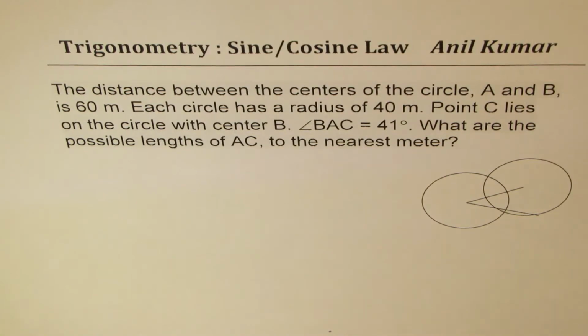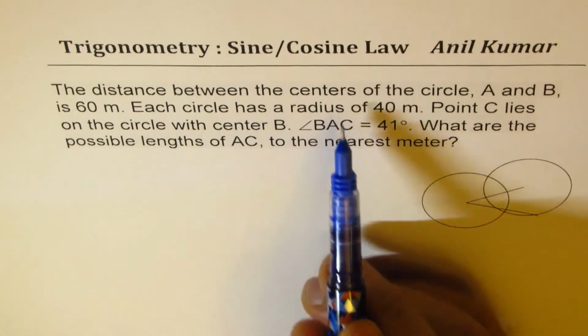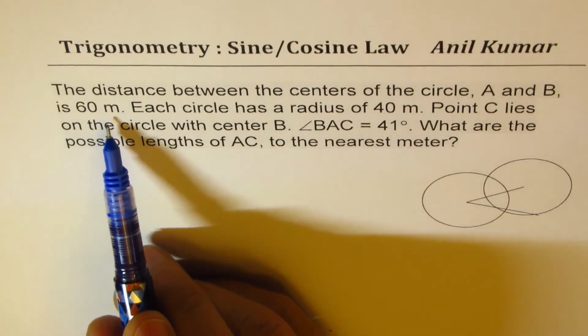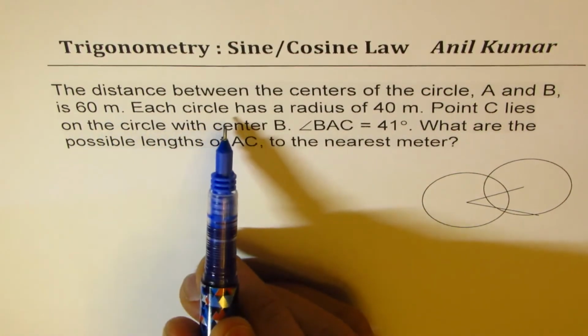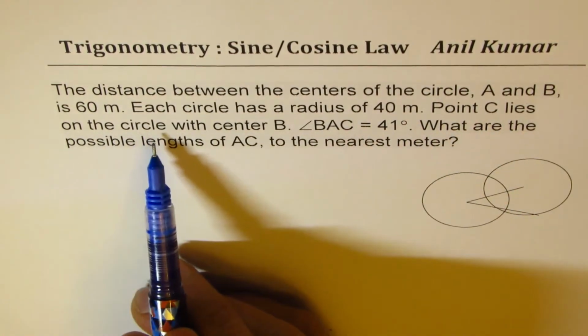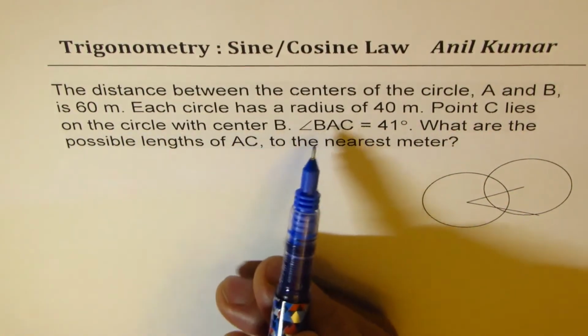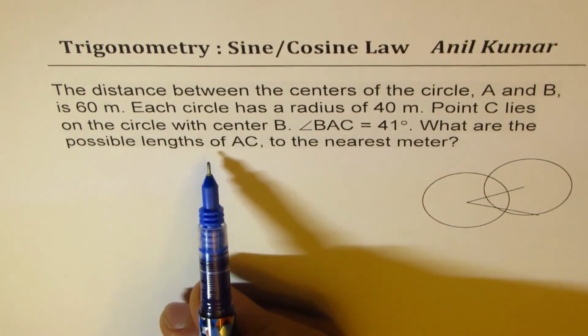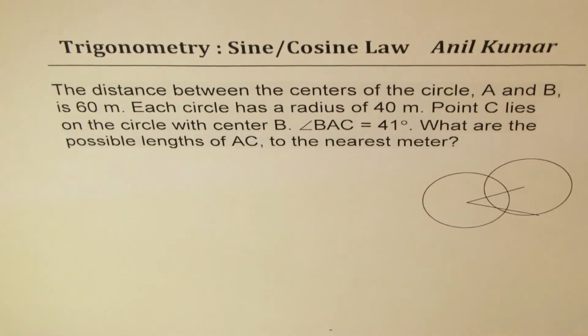The question here is, the distance between the centers of the circles A and B is 60 meters. Each circle has a radius of 40 meters. Point C lies on the circle with center B. Angle BAC is 41 degrees. What are the possible lengths of AC to the nearest meter?